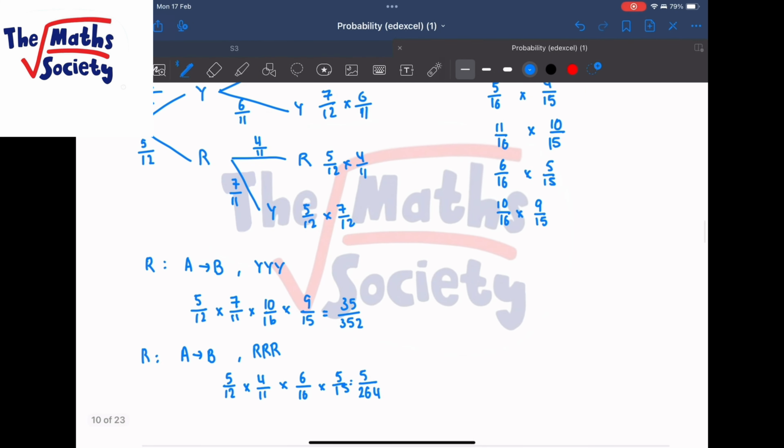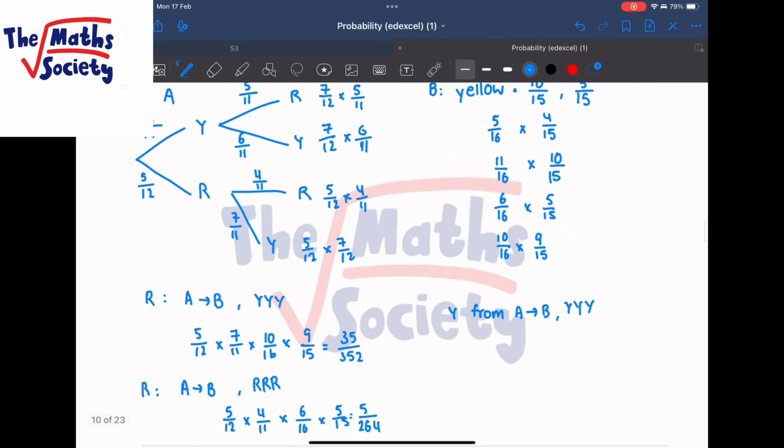And Y from A to B, so where you will have Y, Y, Y. And that will be 7 by 12 multiply 6 by 11 multiply 11 by 16 multiply 10 by 15. So that's 7 by 48.